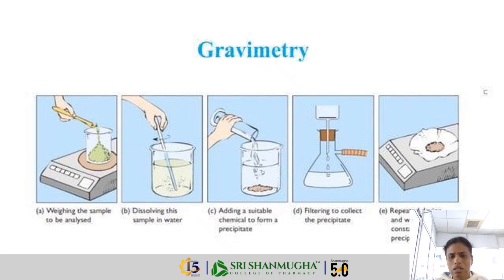For what purpose do we add the chemical? To form a precipitate. After the precipitate is formed, we filter and collect the precipitate. After collecting the precipitate, we weigh it and calculate the measurements. This is the basic gravimetric method.